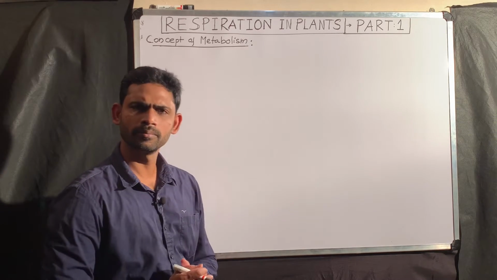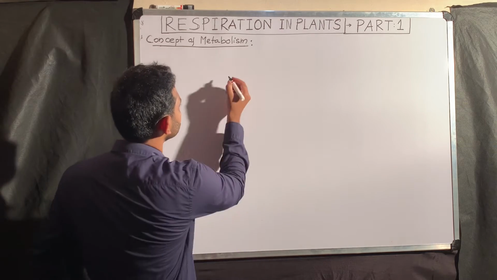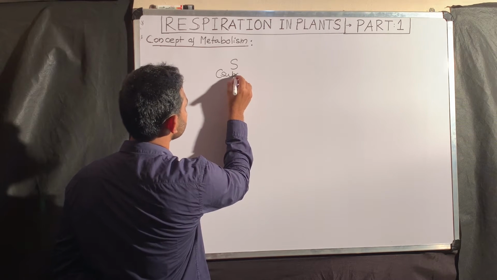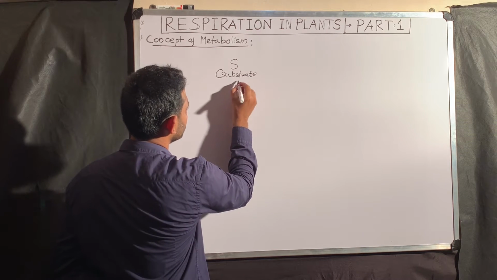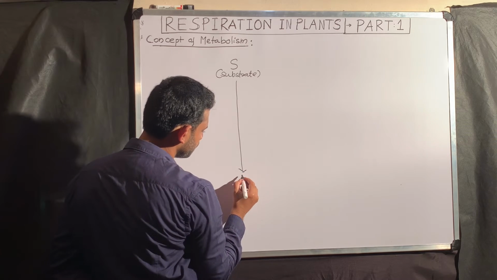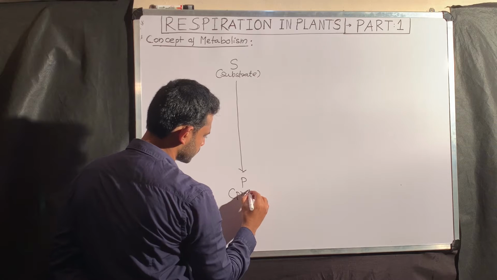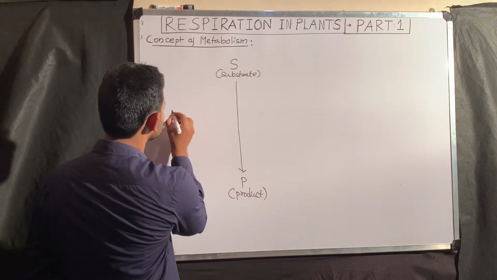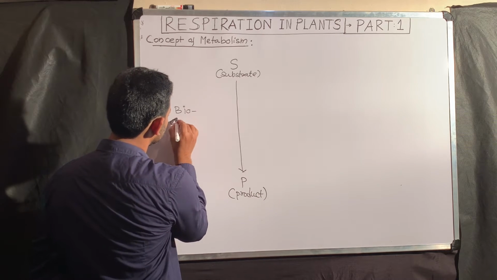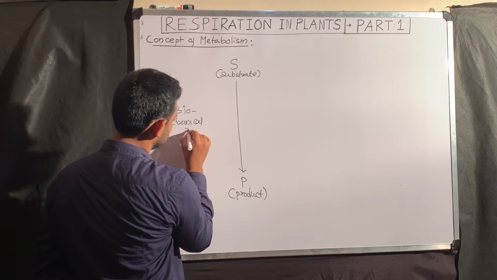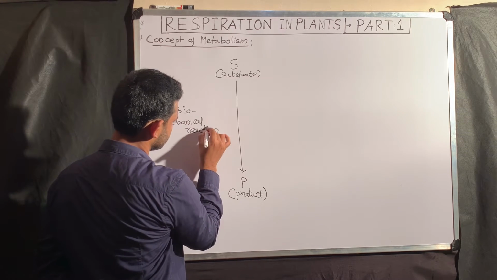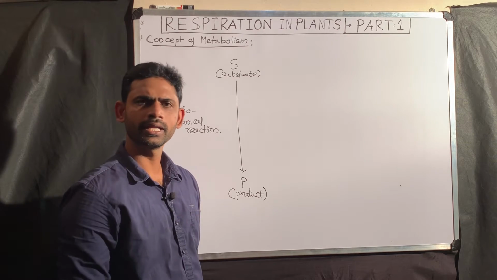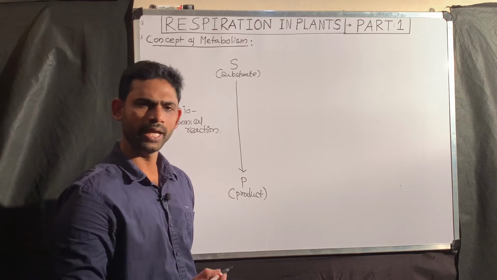Now in this concept of metabolism, first I am telling, for example, S is a substrate. S stands for substrate, which is converted into P for product. Okay, substrate S is converted into product P. Assume this is a biochemical reaction.